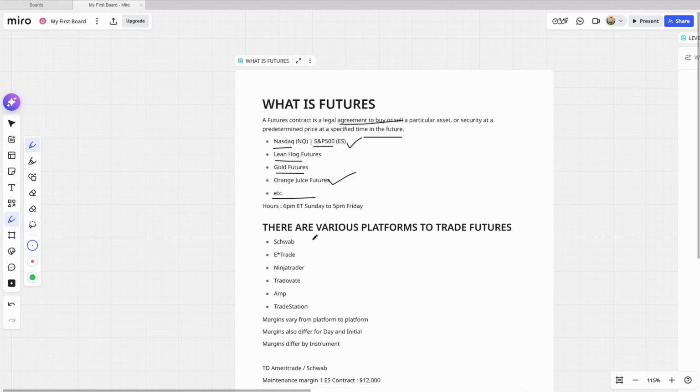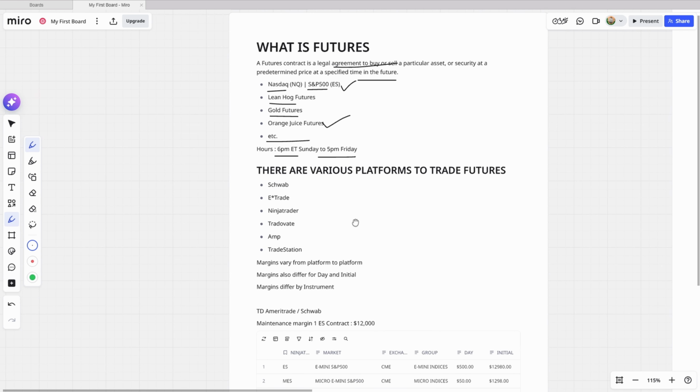Now let's talk about trading hours. Futures markets run nearly 24 hours a day. They open at 6 p.m. Eastern Time on Sunday and close at 5 p.m. Eastern Time on Friday. There is no futures trading on Saturday.